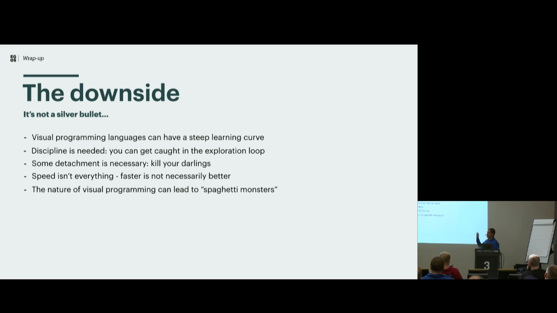And I'm not selling the speed as everything, as the only element. Faster is not necessarily better, but it is a good resort when you just want to try out an idea. And of course, the nature of visual programming language or tools can lead to these spaghetti monsters, but that's up to you. You can have messy code too, right? That is covering many more lines than needed. I think the same thing applies to visual programming languages.